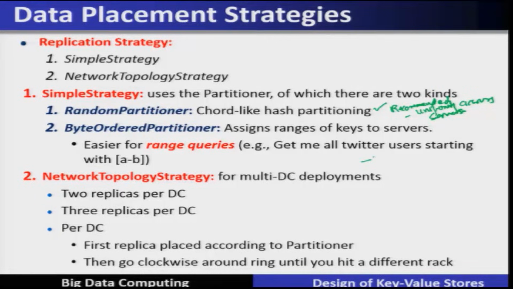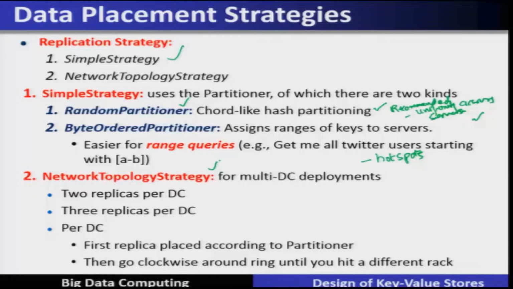whereas the byte order partitioner will have various issues: after so many storage operations, what will happen? It will form hotspots out of these write operations. So, hotspots will create problems, and again load balancing has to be done and so on and so forth. So, it is recommended that the random partitioner is used in most of the cases as far as the simple strategy is concerned. Now, another strategy for the replication is called the network topology strategy.